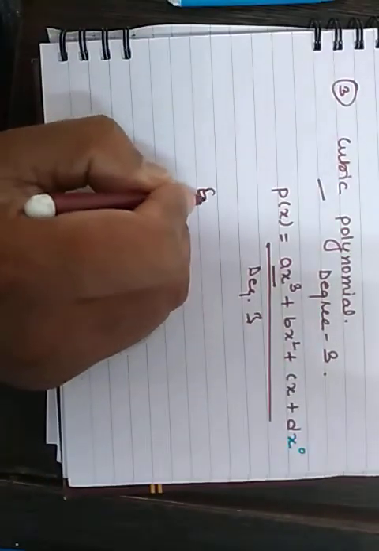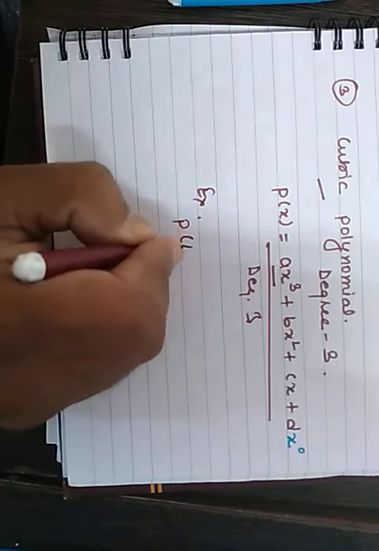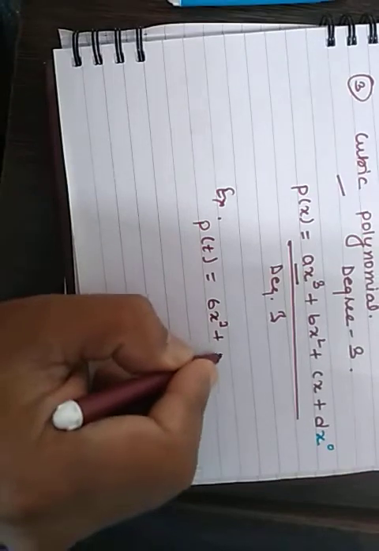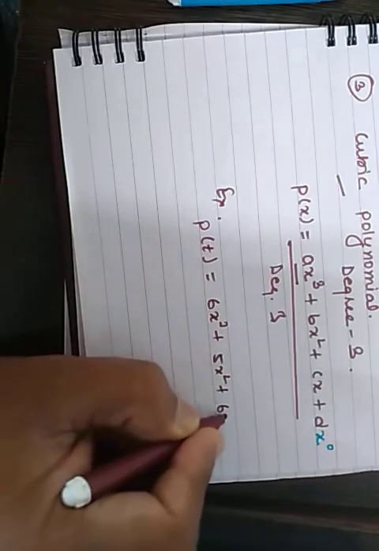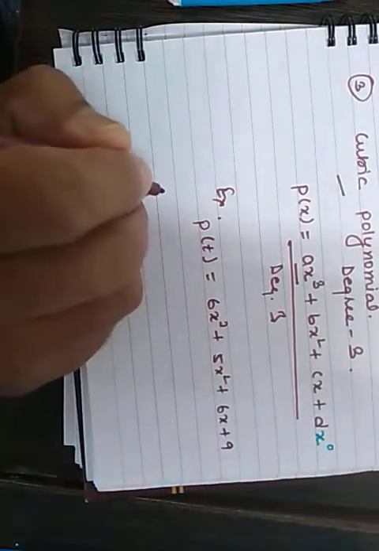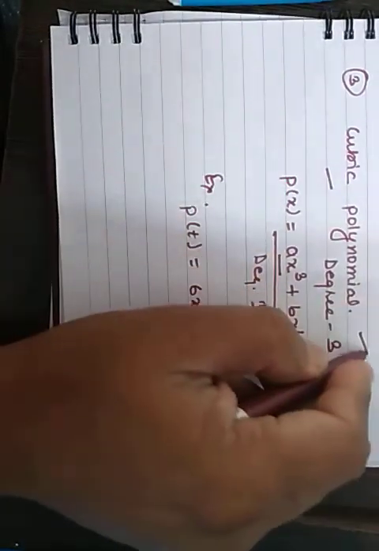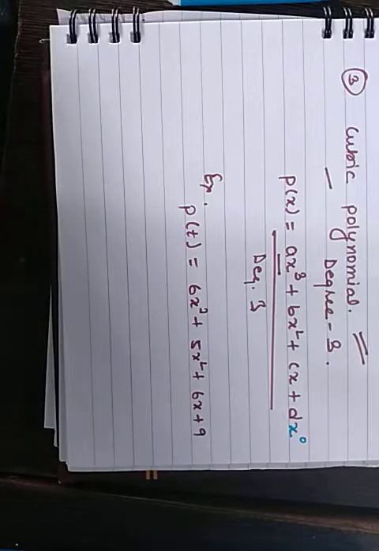Another example, let p(t) equal 6x cube plus 5x square plus 6x plus 9. Here the degree of this polynomial is 3, that's why we call it a cubic polynomial.